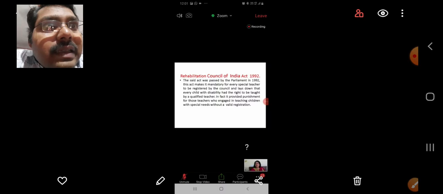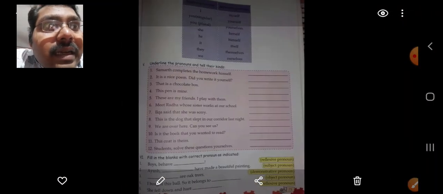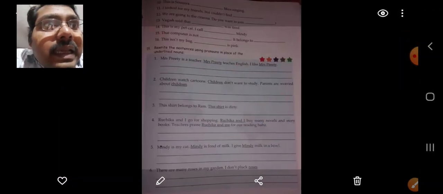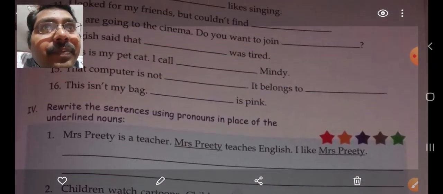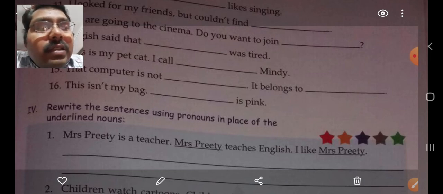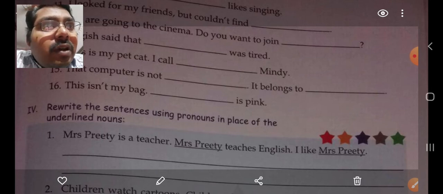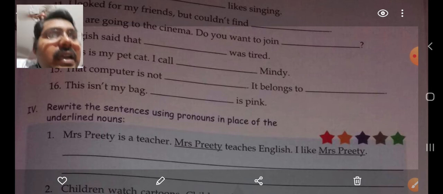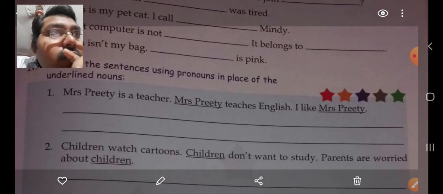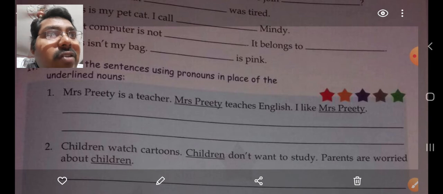Today you need to solve a particular exercise, exercise number 4. Up to exercise 3 we have done, and I checked also. Now this exercise number 4 says: rewrite the sentences using pronouns in the place of underlined nouns. You need to see whether the noun is in subject case, object case, or possessive case. I told you this.